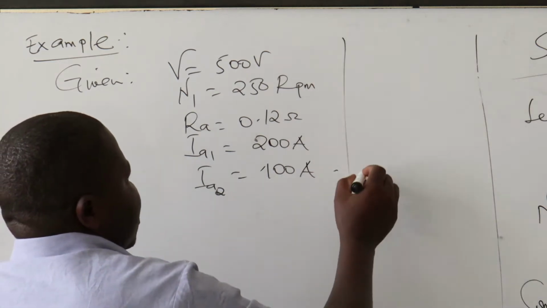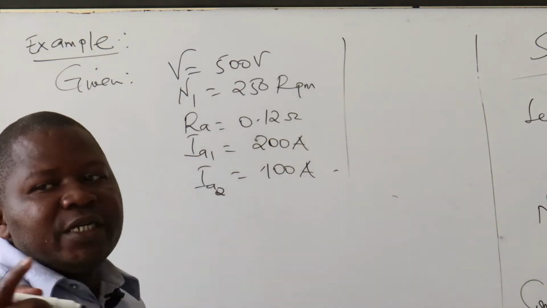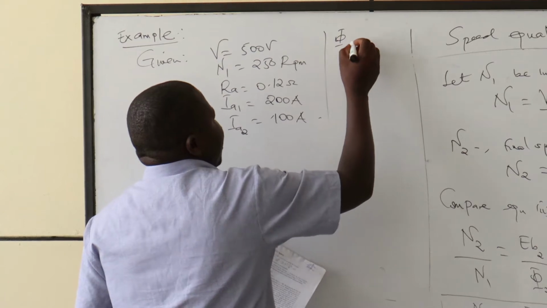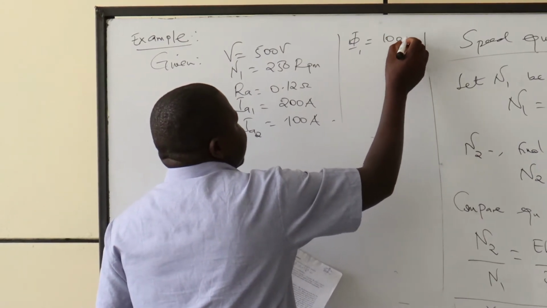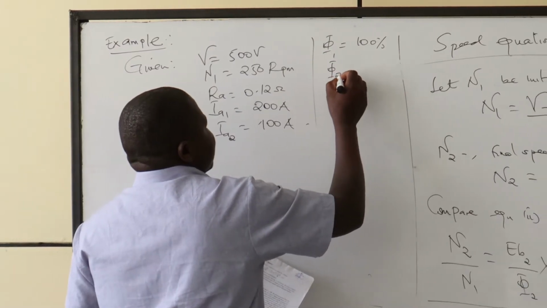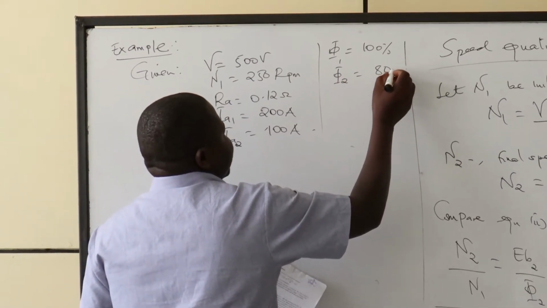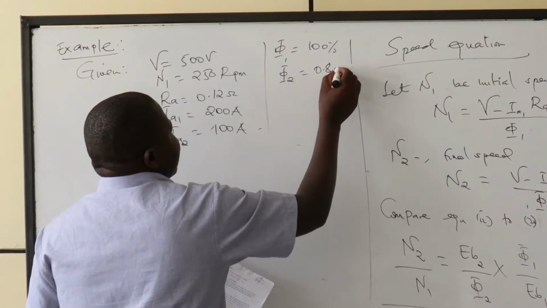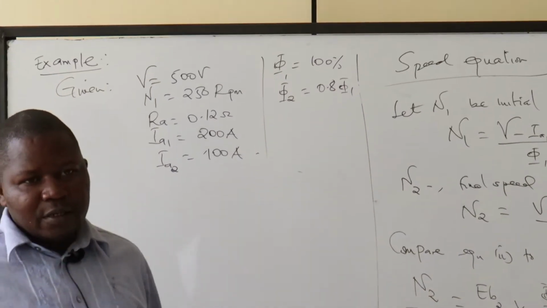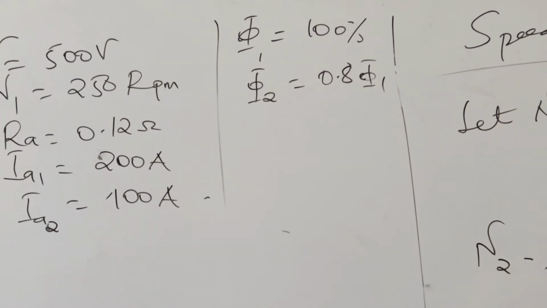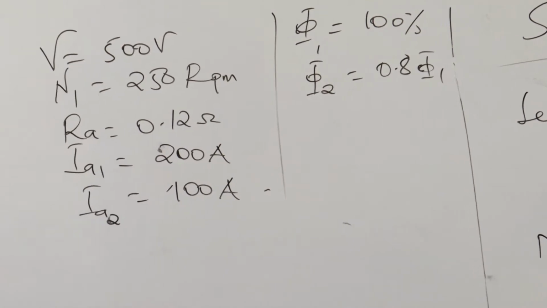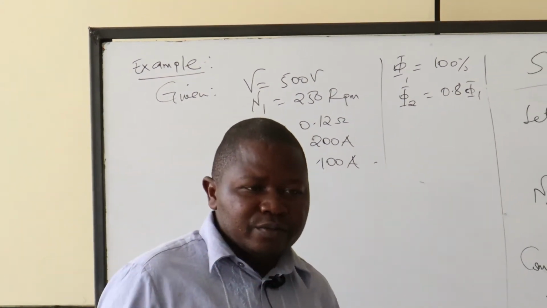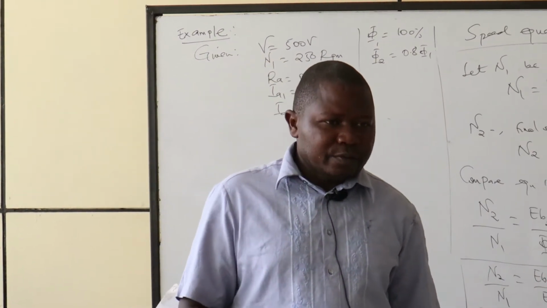There's something: the field was reduced to 80% of the initial. So I want to assume initial flux 1 was 100%. Flux 2 is 80% of the initial. That means it is 0.8 of flux 1. That's a good reasoning. Therefore, we need to get the back EMF initial before inserting, right?